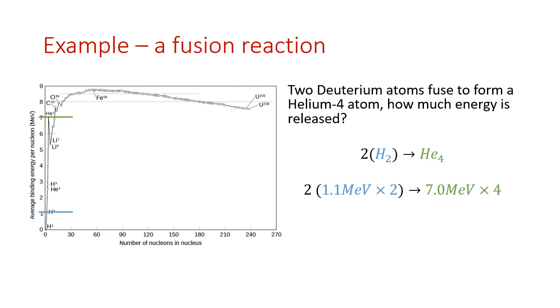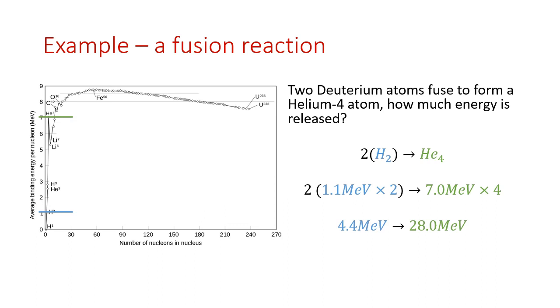So if we read off that graph, our deuterium is something like 1.1 mega electron volts per nucleon, and it contains two nucleons, so we need to multiply that by 2. That's a common mistake that people tend to make, is forgetting to multiply it by the number of nucleons. And we need to multiply that again by 2 because we've got two deuterium atoms. With helium-4, we've got a binding energy per nucleon. It looks dead on 7, I'd say, but we need to multiply that by 4 because we've got 4 nucleons.